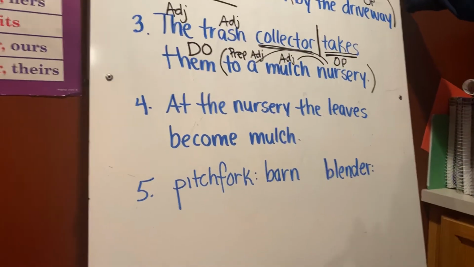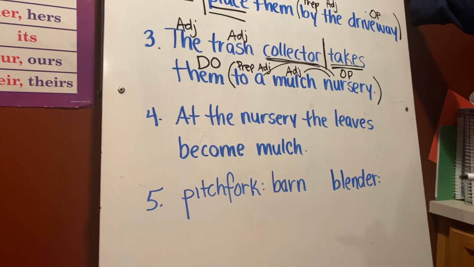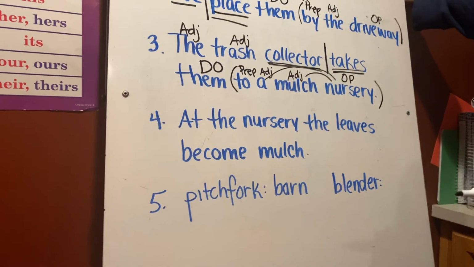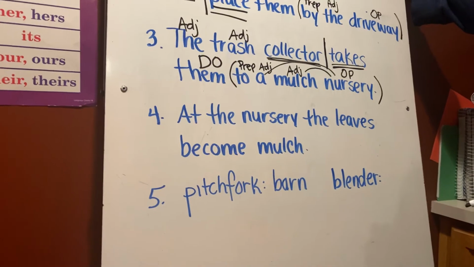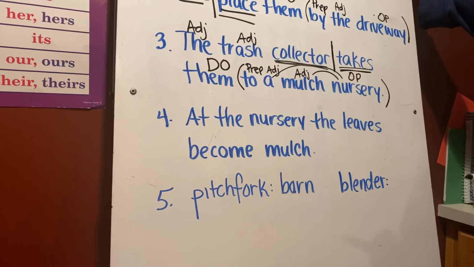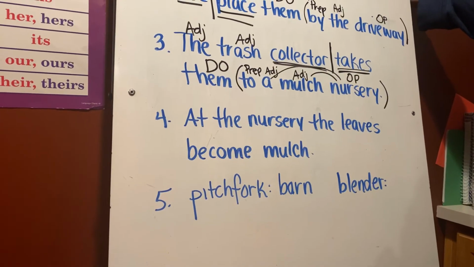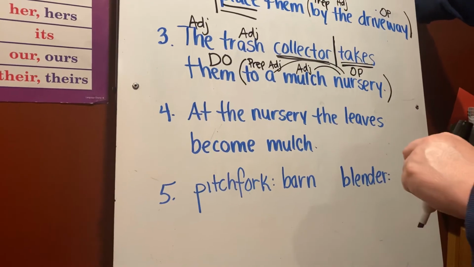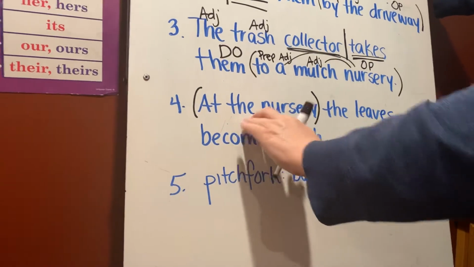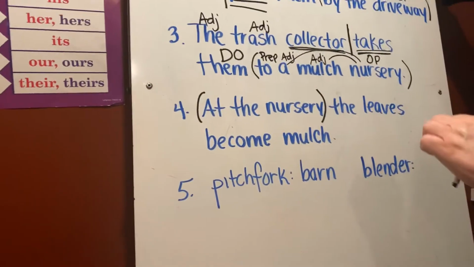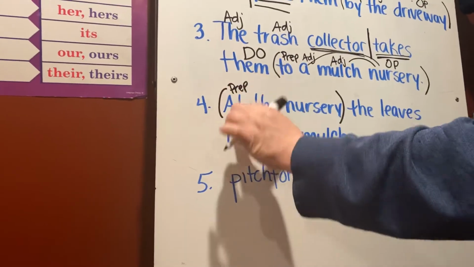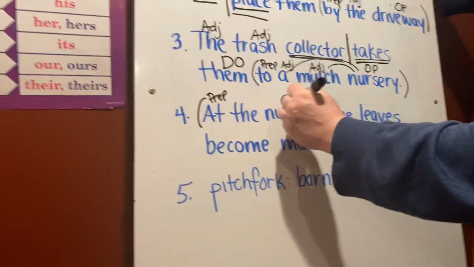Okay, number 4. At the nursery, the leaves become mulch. I want you to pause it, and I want you to look for one prepositional phrase with 3 words in it at a different space in the sentence than we've used yet today. Okay, let's look here. At the nursery is our prepositional phrase. Remember, a prepositional phrase can be at the beginning, at the end, in the middle. What's your preposition? Always at the beginning of your prepositional phrase. At. Nursery is the object of the preposition.